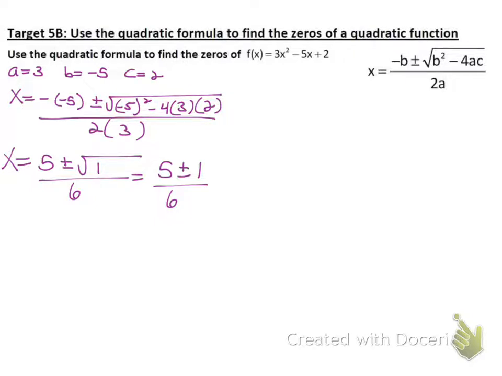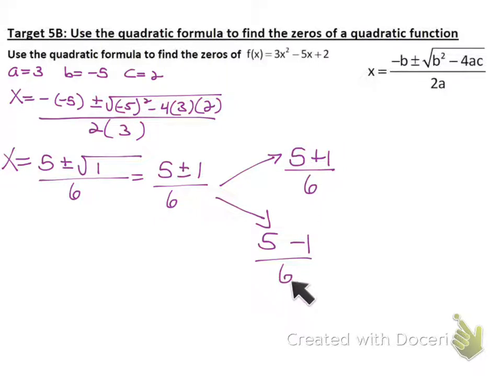Now, this is really the first time in math that we've seen this plus or minus symbol. Us mathematicians are efficient and don't like to write things more often than we have to. But what this simply means here is that you have 5 plus 1 over 6 and 5 minus 1 over 6. Since everything is the same other than the plus and the minus, we condense it and write it all at once.